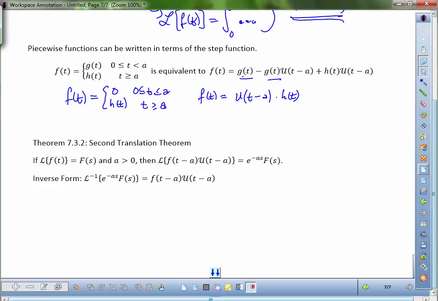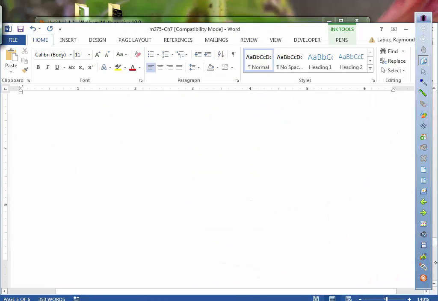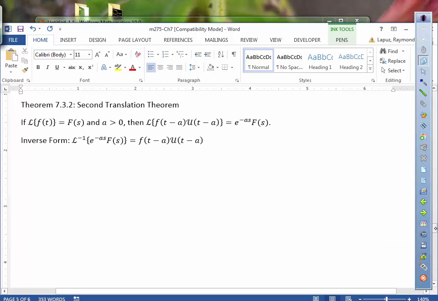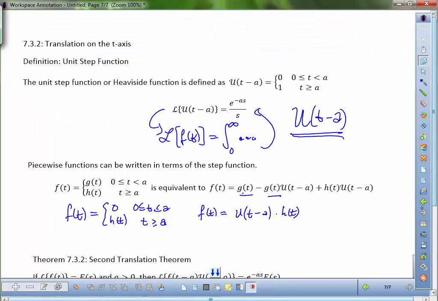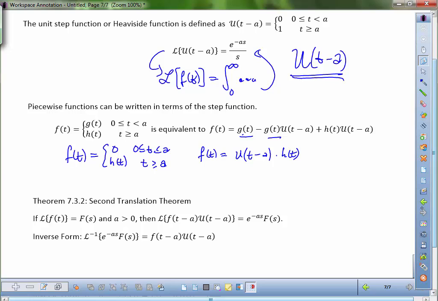Let's see. Where are my sample problems? I don't have any sample problems. Oh no. I don't have any sample problems. So we're out of time.